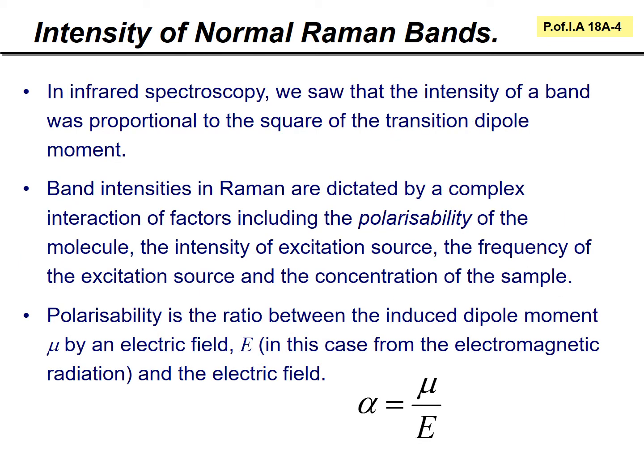Okay, we saw with infrared that it's the transition dipole moment that's the key property in determining if a vibration leads to an absorption and therefore a signal in the infrared spectrum. In Raman, it's a bit more complex. There's a lot of factors at work, but the key one is the polarizability of the molecule. Now, this is an interesting concept.